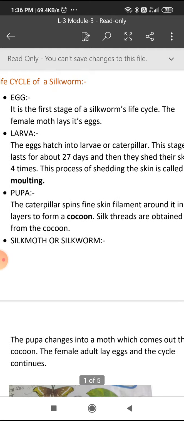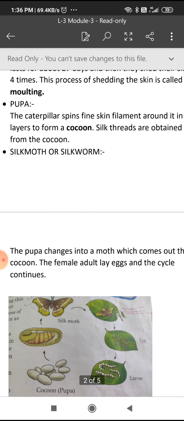The last stage is the silk moth. The pupa changes into a moth which comes out of the cocoon. The moth leaves the cocoon, matures, and the empty cocoons are left on the branches of the mulberry tree. The female adult again lays eggs and the cycle continues. But if you want the silk, the cocoons are taken at the cocoon stage and put in hot water to get the silk thread, which is processed further.